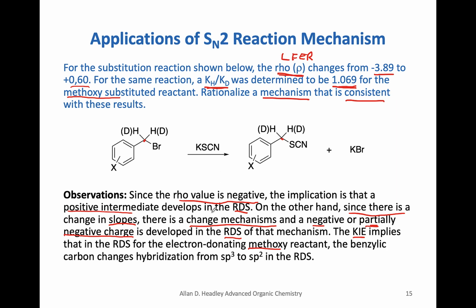So the implication is that it's a secondary kinetic isotope effect, which would imply that a carbon in the reactant goes from sp3 to sp2 in the rate determining step of that reaction. Notice again, it's a number greater than 1. If it were less than 1, it would be an inverse secondary kinetic effect, but now it's greater than 1, so it's a normal secondary kinetic isotope effect. So let's see how we can interpret that.